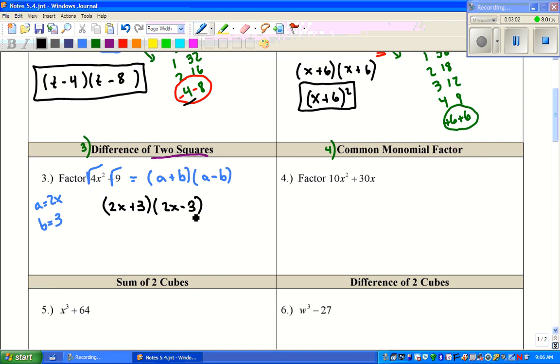Okay? If you were to FOIL that out, 2x times 2x gives you 4x squared. Positive 3 times negative 3 gives you a negative 9. And then your x terms would cancel out in the middle. All right, so that's the difference of two squares.